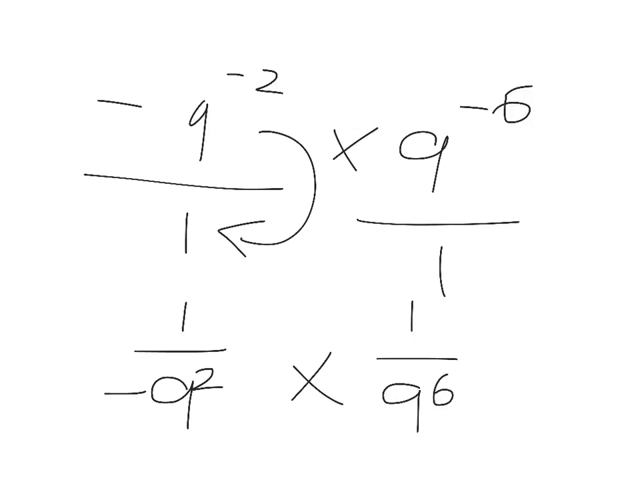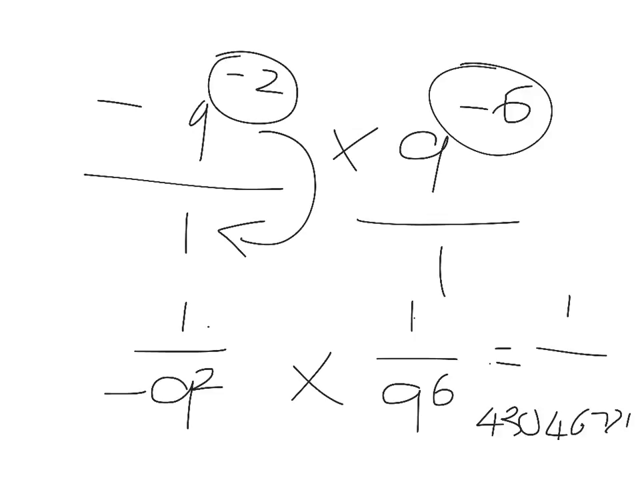Then you would just do a usual multiplication, so you would go 1 times 1 is equal to 1, and then negative 9 squared times negative 9 to the power of 6. And with that, you will get a long number, which is 1 over, and I don't know if I can fit it in here, 430,467,721.